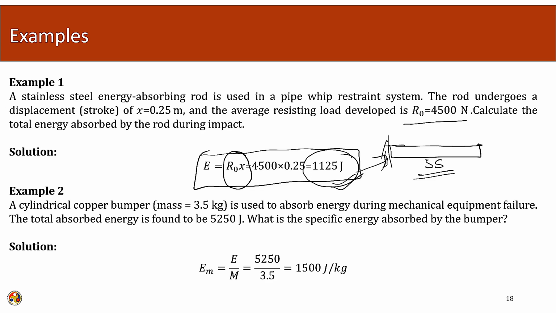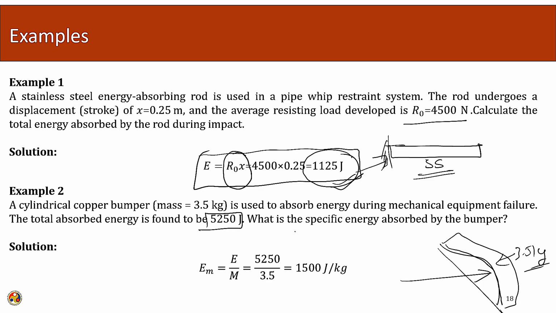Similarly, for other systems, let us say we have a cylindrical copper bumper, which is used to absorb energy during mechanical equipment failure. If an impact occurs, it will deform in this fashion. The mass of the bumper is 3.5 kgs. The total energy absorbed is found to be this number. What is the specific energy absorbed? Basically we are trying to calculate a parameter with which we can find out the efficiency of the system. The total energy divided by the total mass gives the specific energy.